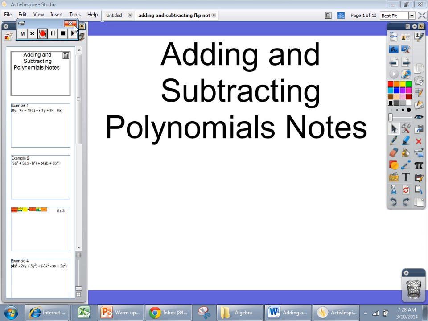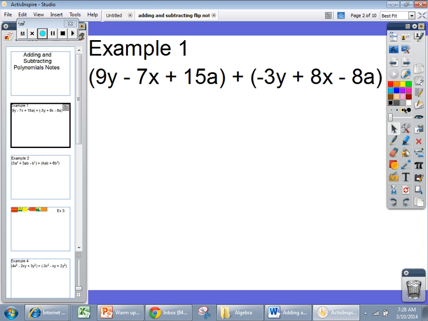All right, so we're going to be talking about adding and subtracting polynomials today. A polynomial is just a fancy name for something that has a few terms. So, for instance, 2x is a term. 4x squared, that's a term. If we just have a number, that can just be a term. You got to think back to the beginning of the year when we matched up our like terms. So we're going to start with our first example.